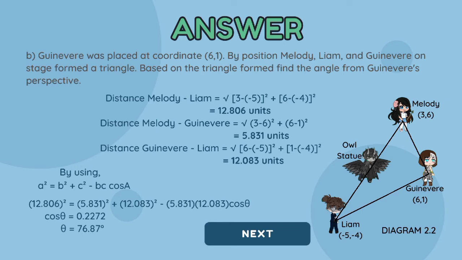Cos A equals 0.2272. So A equals 76.87 degrees. So the final answer of this question is theta equals 76.87 degrees.